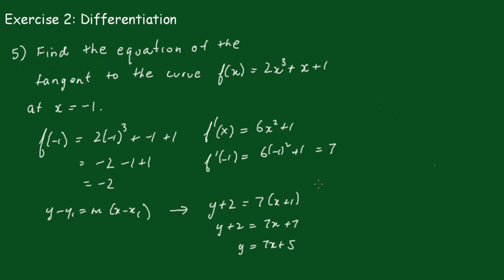Or if you like, in the general form, it's 7x, take the y across, minus y plus 5 equals 0, is the equation of the tangent to this curve, 2x cubed plus x plus 1.